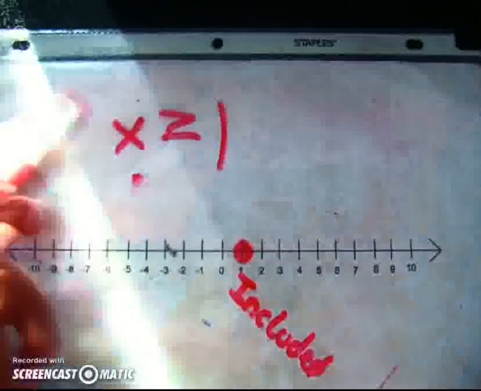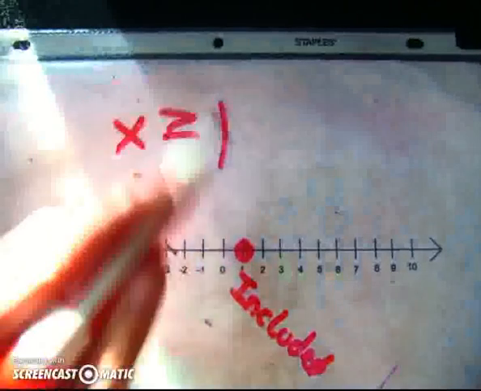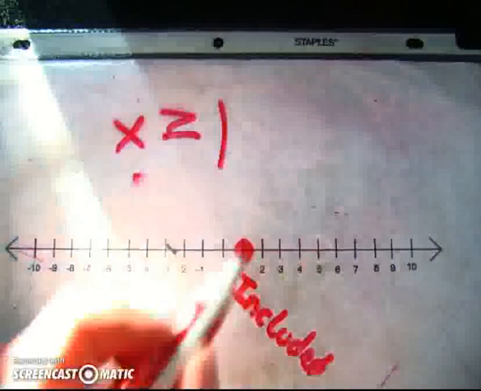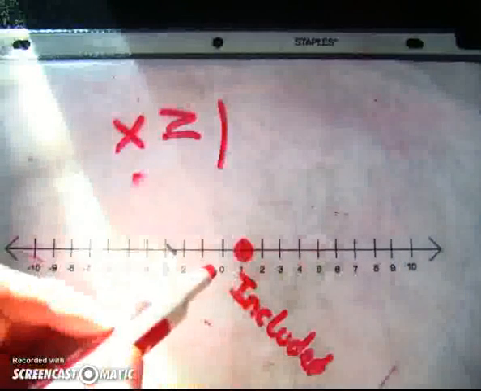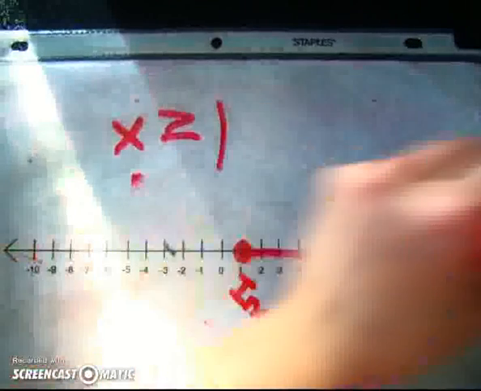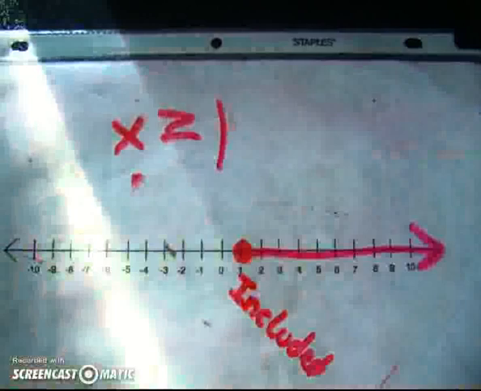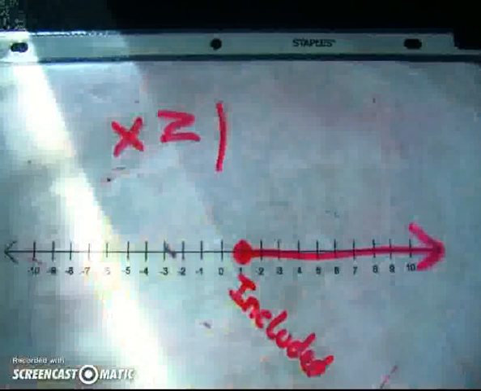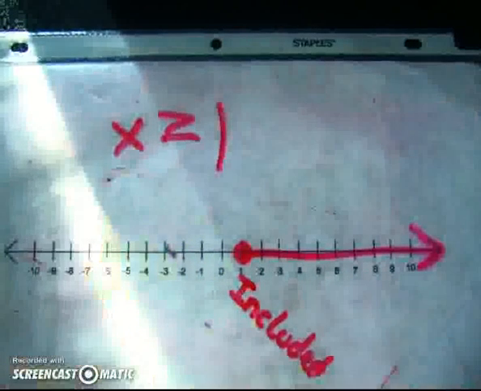Now we're looking for the numbers x greater than or equal to 1. Well, is 0 greater than or equal to 1? No. Is 2 greater than or equal to 1? Yes. So we know our arrow is going to be going in this direction. This is the graph of x greater than or equal to 1.